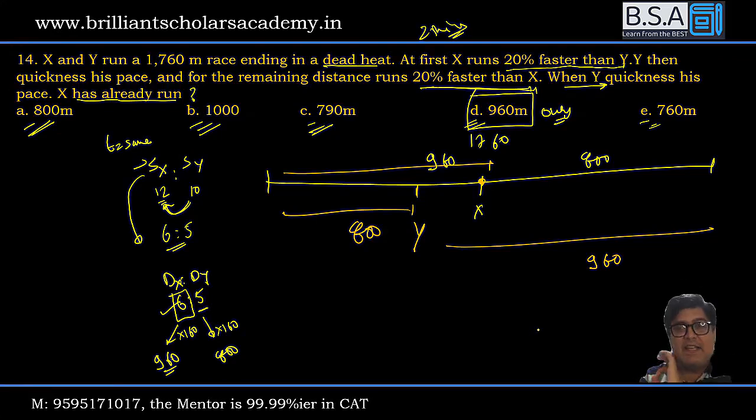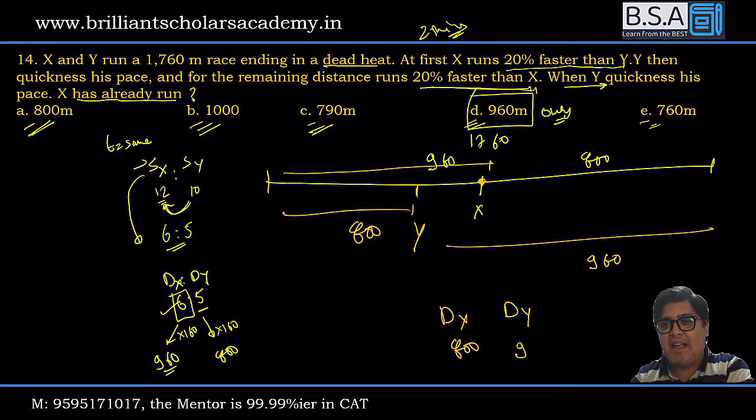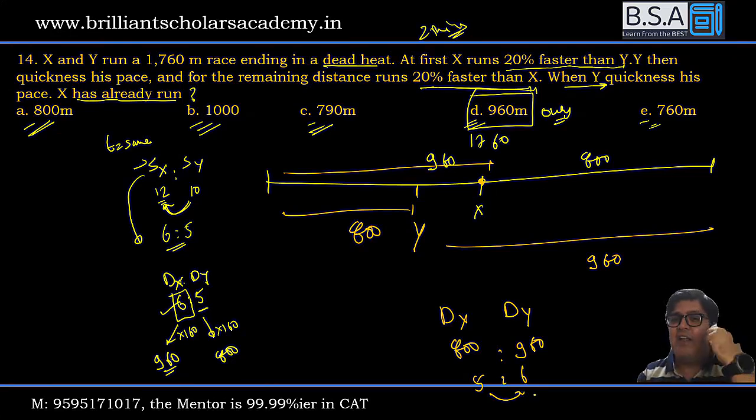Now, can I say in the time given to X, X travels 800 and Y travels 960, because Y's speed has increased. The ratio of their speeds is 5:6. Follow the language. Y is traveling 20% more distance in the same time. So the speed of Y is 20% faster. That is my answer.